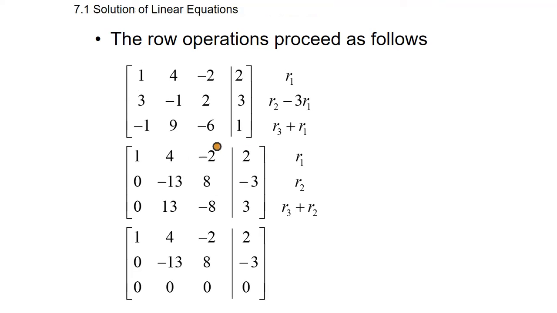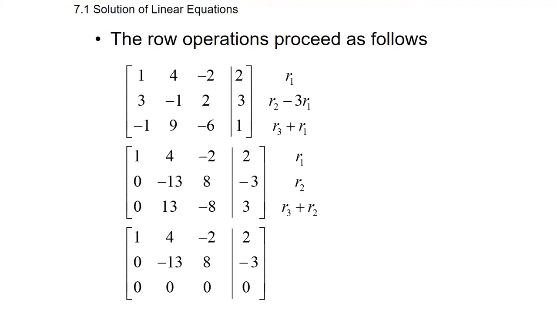So the first 2 rows remain the same. And then the third row, 0 plus 0. 13 plus minus 13, that's our 0 here. Minus 8 plus 8, well, we seem also to have a 0 here. 3 plus minus 3, that's 0. And we do note that every entry in the bottom row is now 0.